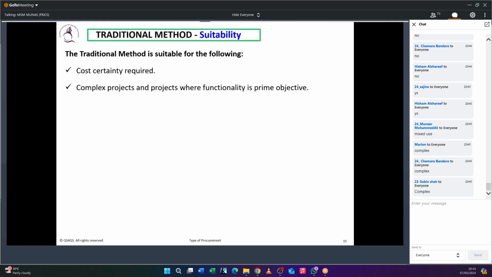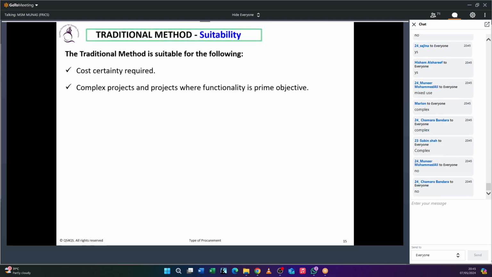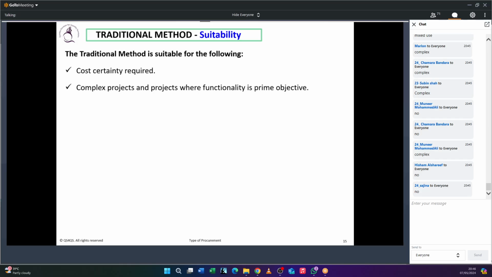Let's say a five-star hotel. Is it a simple project? Five-star hotel. Yeah, it is complex because you have the residential units, so many entertainment facilities, swimming pool, landscaping area, play area, right? So many recreation areas. So this is not a simple project. This is a complex project.